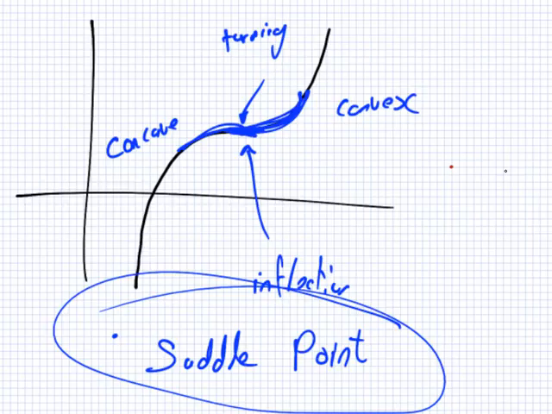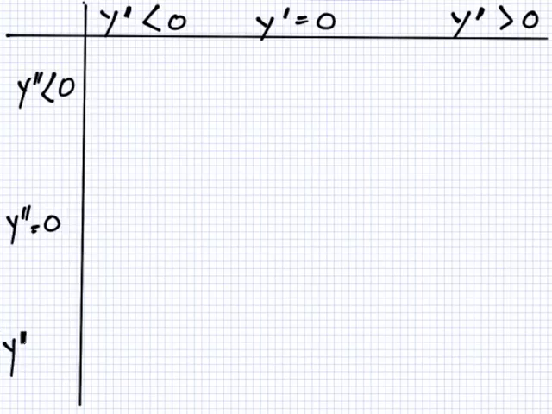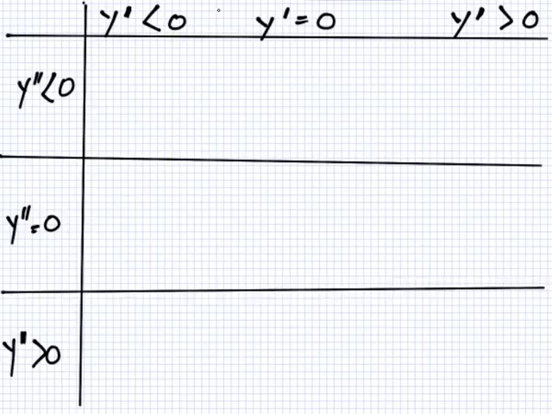Can I scroll down? Just one more thing to show you, and then I'll let you try some. I want to draw the 9 possibilities you can have here, so I'll just make a table. The first derivative is negative, zero, or positive, and the second derivative is negative, zero, or positive. So we have 9 different graphs to look at, and I want to see what shape we get in each of the 9 possibilities.